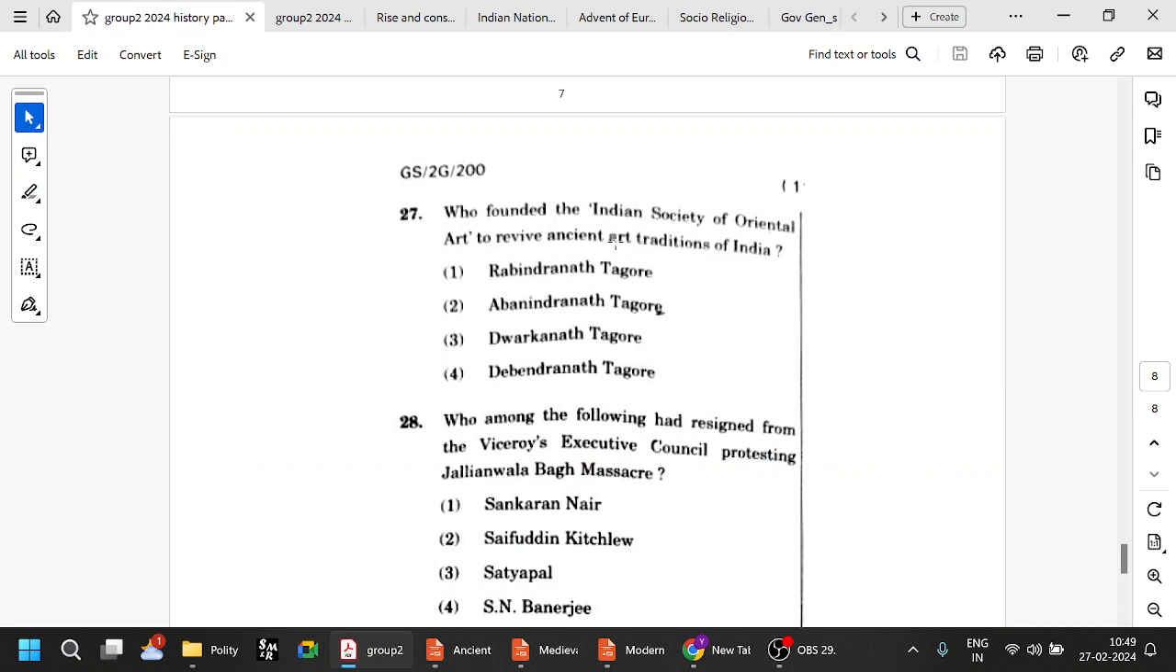And in this case, the Indian Society of Oriental Art was founded by Abanindranath Tagore, who is actually not a direct brother of Rabindranath Tagore, but a relative, somehow related, not a direct brother. Try to remember that. Abanindranath Tagore.